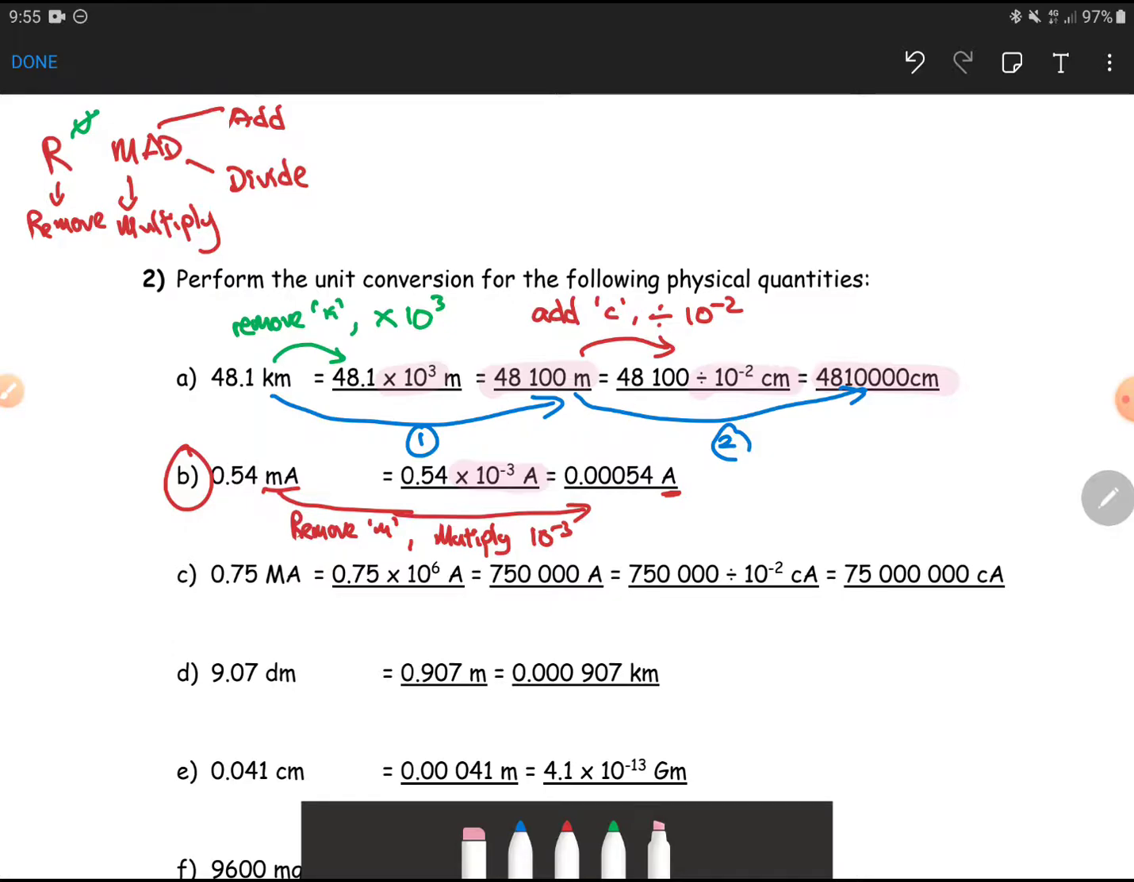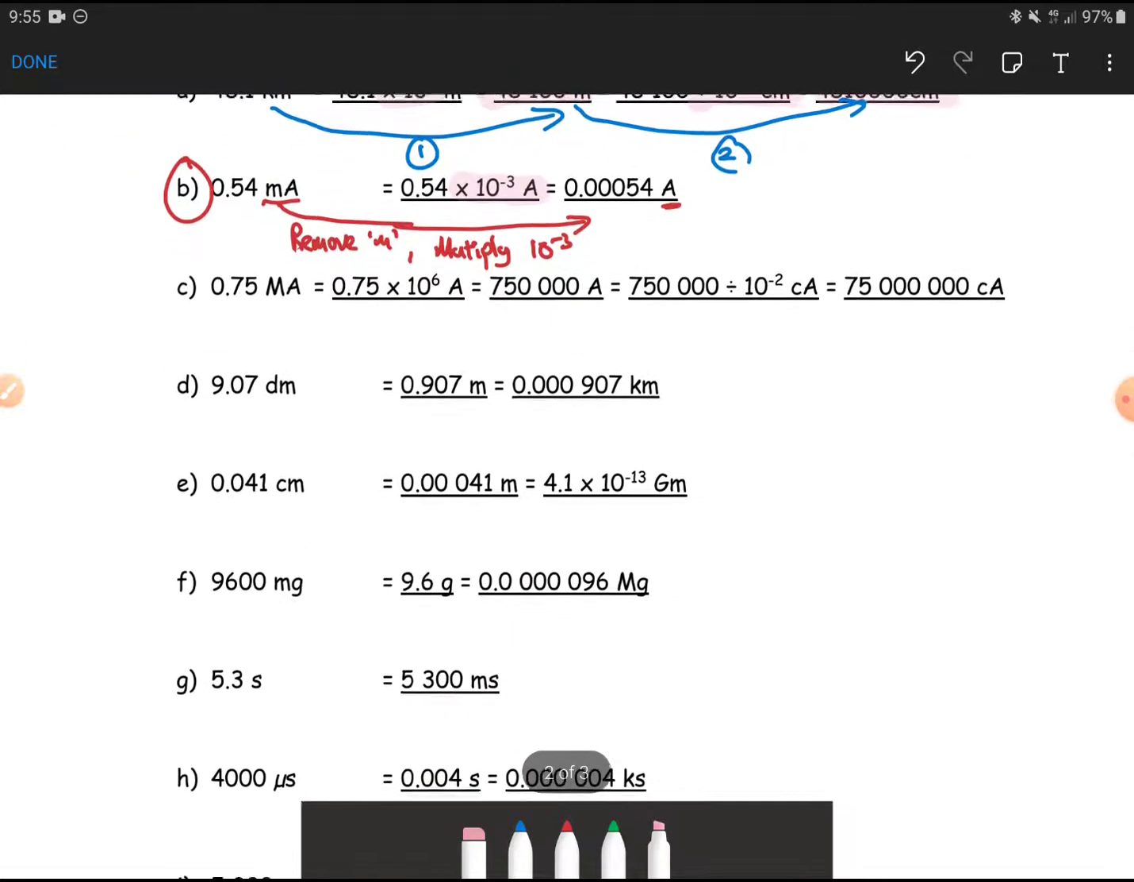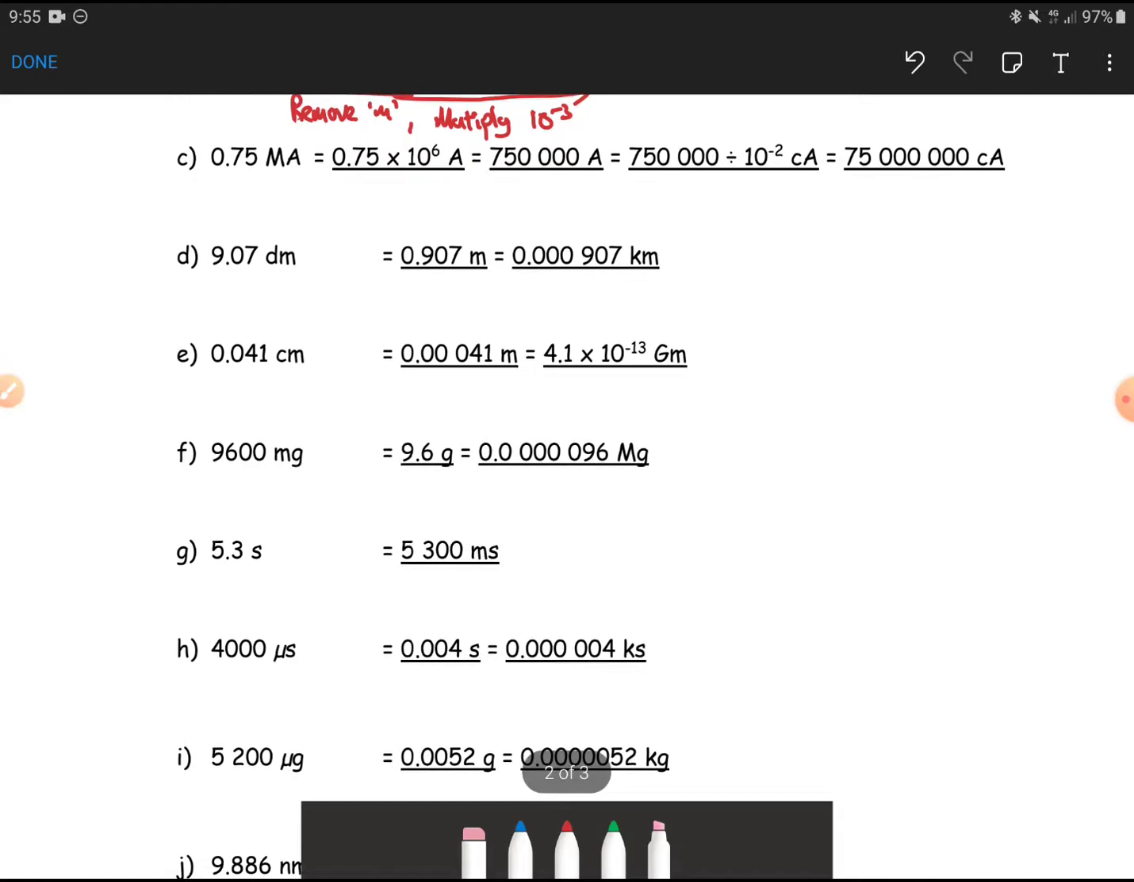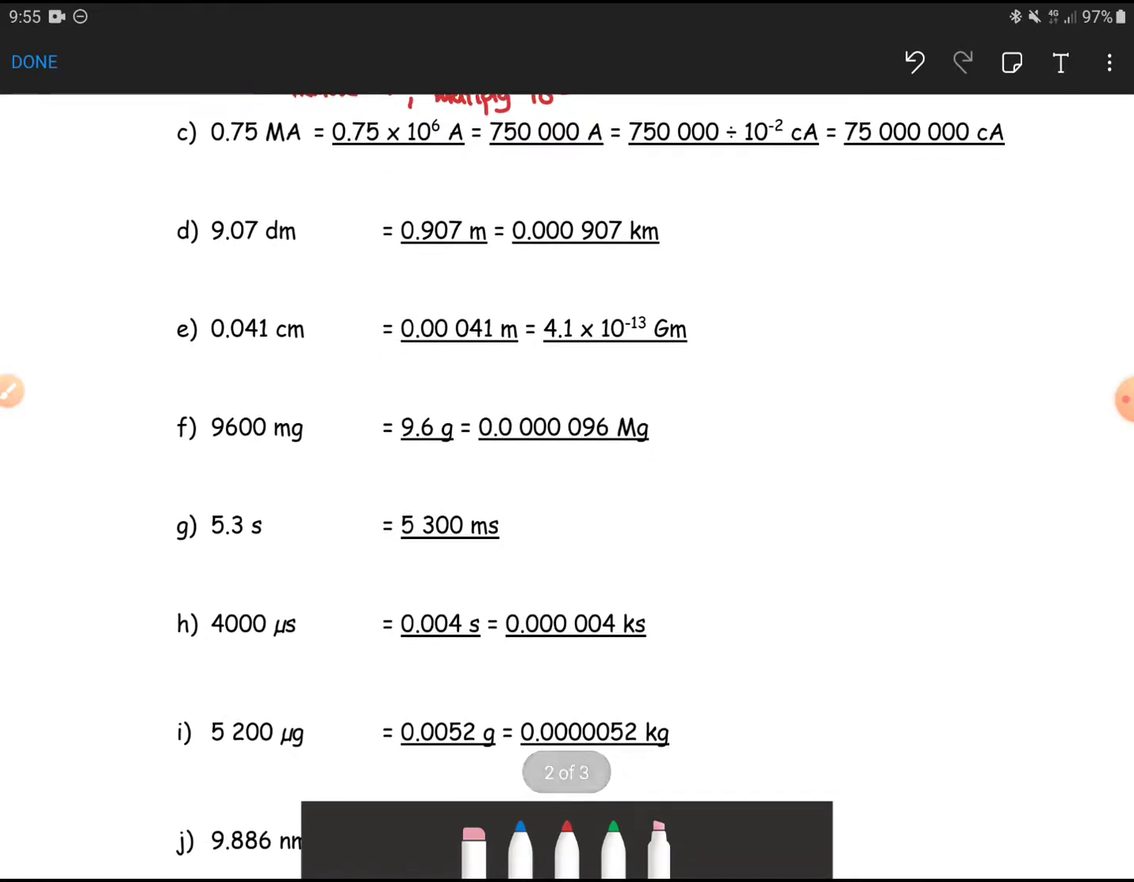Now moving on. By the way, at any point in time, if I'm scrolling too fast, you can't see the answers, feel free to pause the video so they can take a look at it. All right. So as you can see, for the other questions from D onwards, I did not actually type down the workings for you, but the workings is the same. So please try it out. And if you have any problems, please contact your physics teachers.